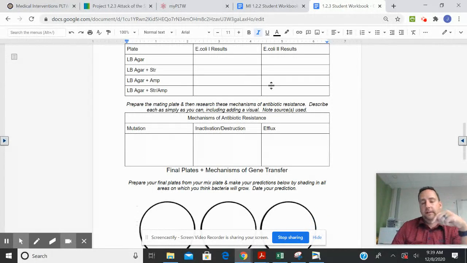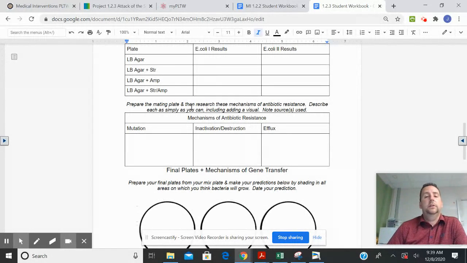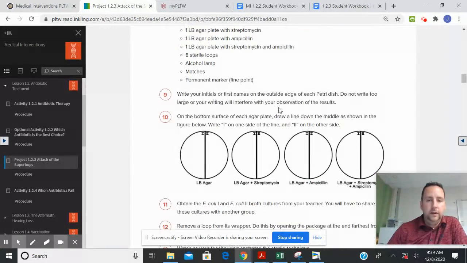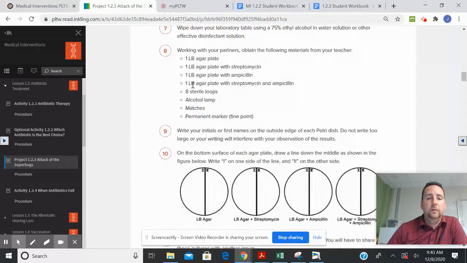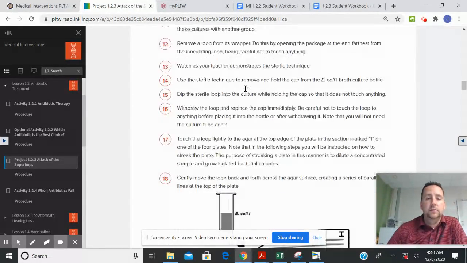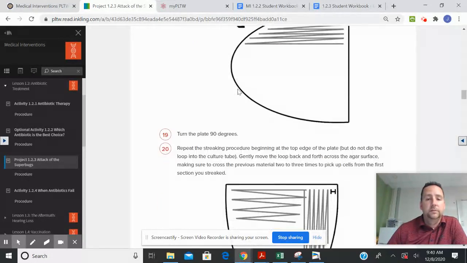So before we get to that, though, I'm going to have you do one more thing for research, which is you're going to look at different methods of antibiotic resistance. And for that, you scroll down. This is all the procedure that we're going to follow in class. I would like you to read through this procedure as well. So that's the other part of this, is to read through all this procedure.